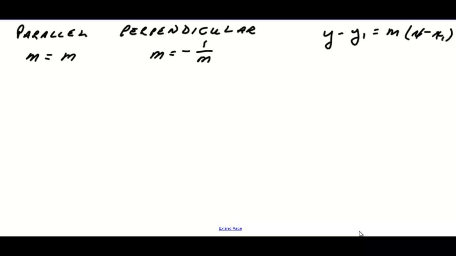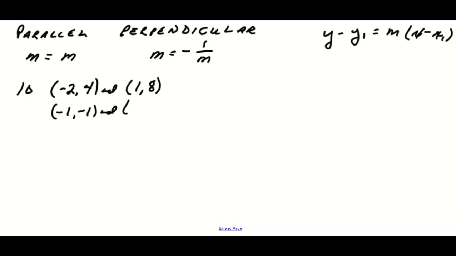All right, now we want to figure out, is a line parallel or perpendicular? And we look at number 10. In number 10, what we have here is 2 points for line 1. Those 2 points are negative 2, 4 and 1, 8. For our second line, the first point is negative 1, negative 1, and the second point happens to be negative 5, 2.